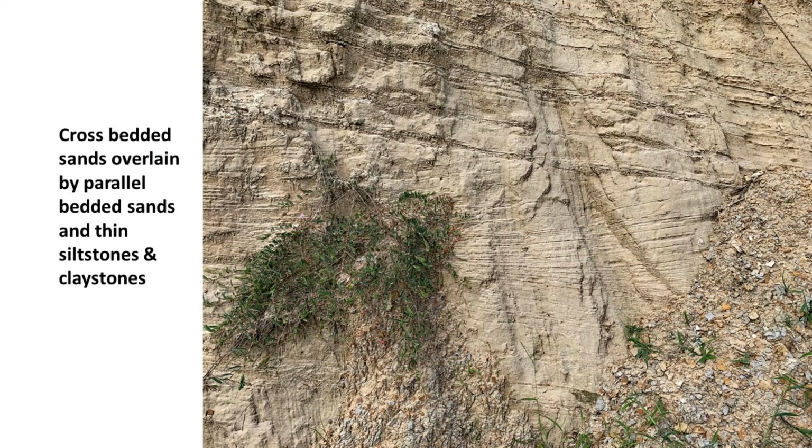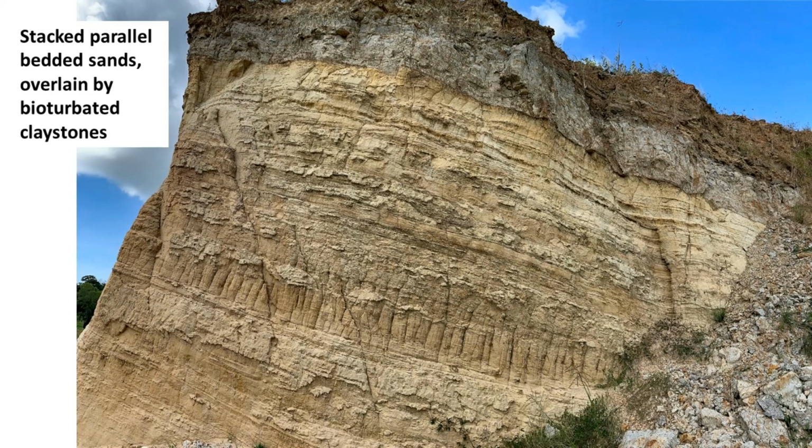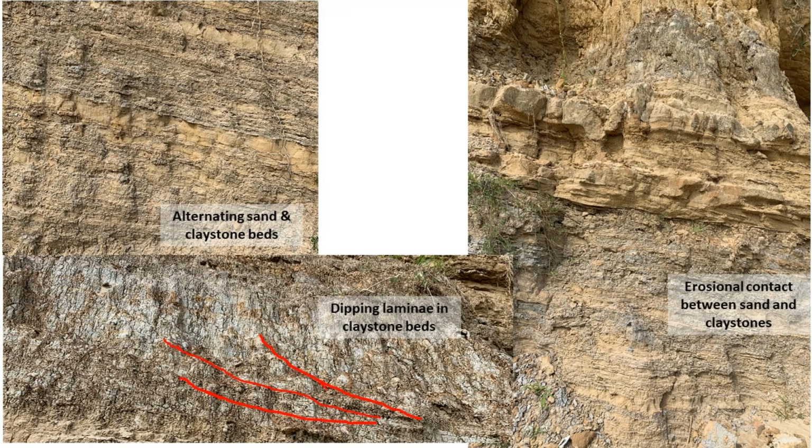Here we see cross-bedded sands overlain by parallel bedded sands with thin siltstones and claystones. Parallel laminated, parallel bedded sands typically may have been deposited within an upper shoreface environment. Stacked parallel bedded sands overlain by bioturbated claystones. Does this represent a flooding event?